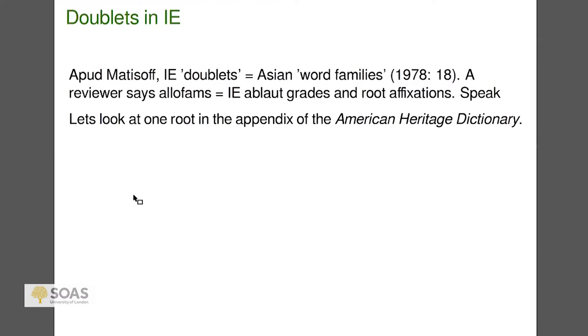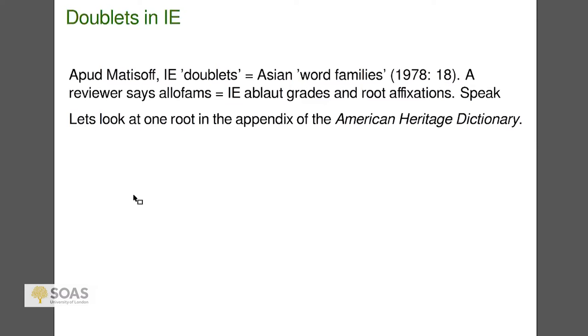And a reviewer of our paper made a similar point that Matisoff has also made from time to time, that in Indo-European we have things like ablaut grades and root affixations. And if Indo-Europeanists can get away with that kind of association of different forms of a word despite having different ablaut grades or different root affixations, then we can do similar things in Sino-Tibetan, no problem.